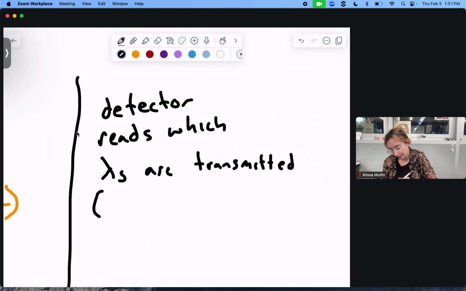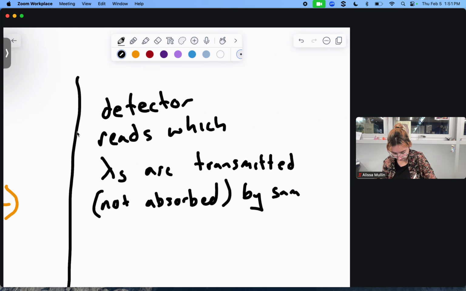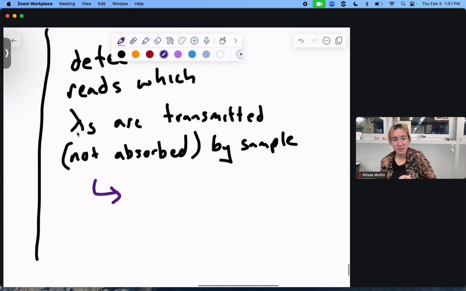So transmitted is the opposite of absorbed by the sample. That's what it's actually reading, and the machine will often do this for you, but if it's telling you what was transmitted, you can ascertain which ones were absorbed. Sometimes the machine will just tell you how much was absorbed. That's what we'll use.